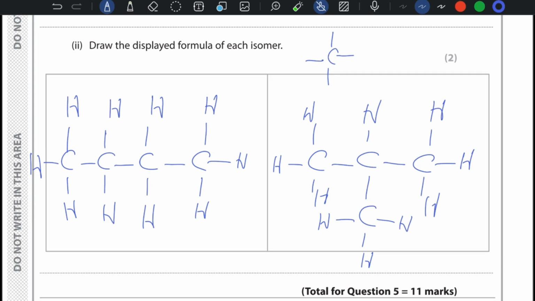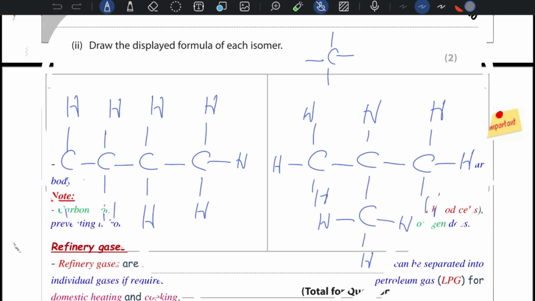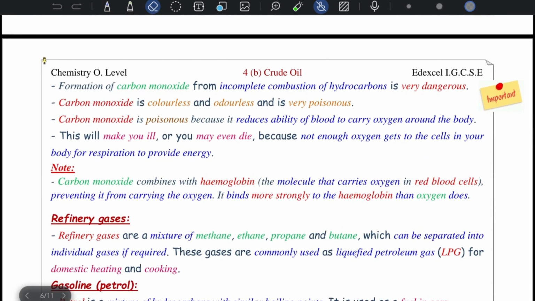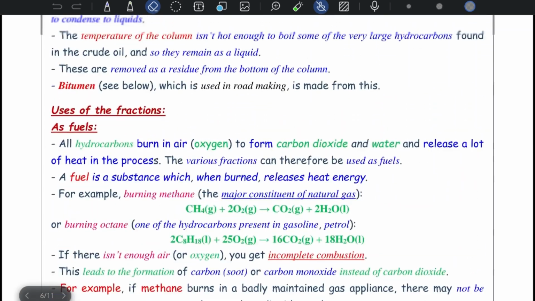Let's check the part that I told you about, carbon monoxide and isomers. For carbon monoxide, it is formed from incomplete combustion of hydrocarbons, which is considered very dangerous. Carbon monoxide is a colorless, odorless, very poisonous gas. It is poisonous because it reduces the ability of blood to carry oxygen around the body. We call it the silent killer because it may make you ill or even make you die, because not enough oxygen gets to the cells in the body for respiration to provide energy.